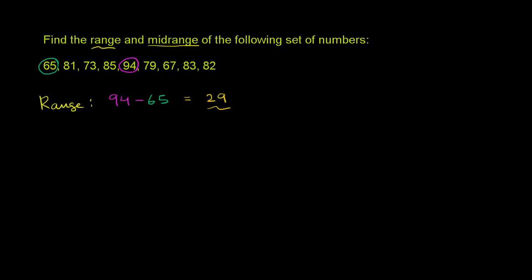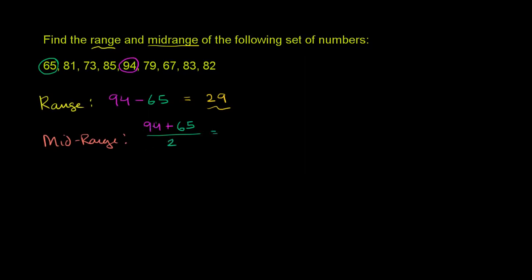The mid-range is one way of thinking to some degree of kind of central tendency. So mid-range. And what you do with the mid-range is you take the average of the largest number and the smallest number. So here we took the difference, that's the range. The mid-range would be the average of these two numbers. So it would be 94 plus 65. And when we talk about average, I'm talking about the arithmetic mean, over 2.